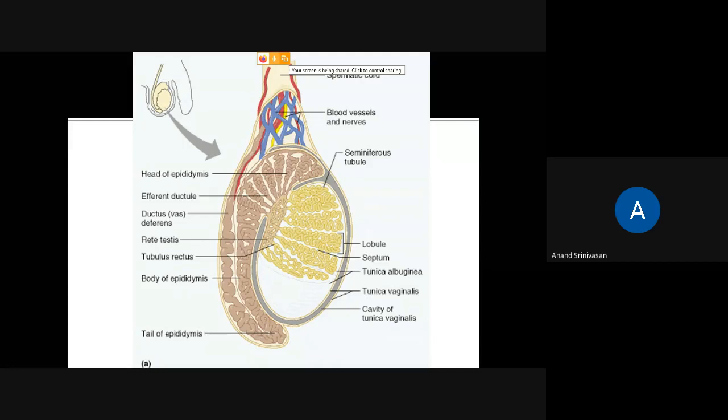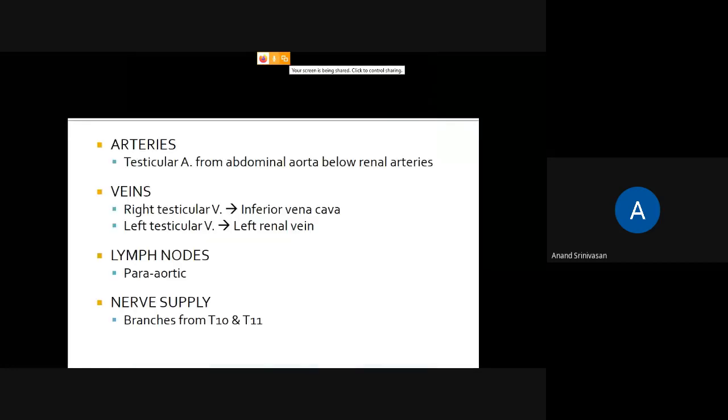All right, so next structure. We have seen the testis. Now what is the blood supply for the testis? The testis is supplied by an artery as well as a vein, which go by the same names, testicular artery and testicular vein. It is easy, but the questions will be asked based on where they arise from. The testicular artery arises from the abdominal aorta, just below the renal artery.